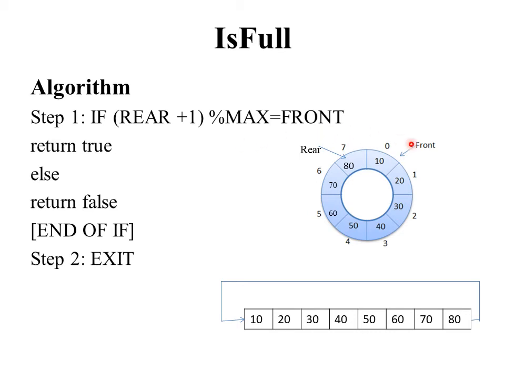So our front is pointing to the 0th position. So this condition is true, so return true. That's why here we consider that our Q is full. If this condition is false, then Q is not full.